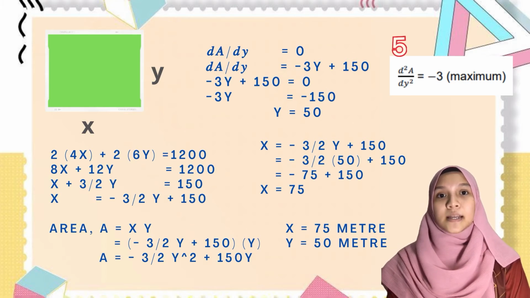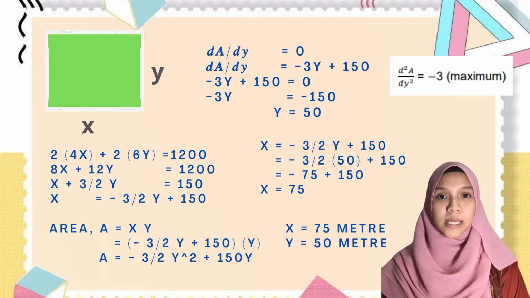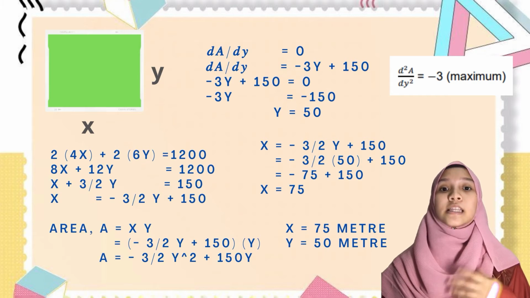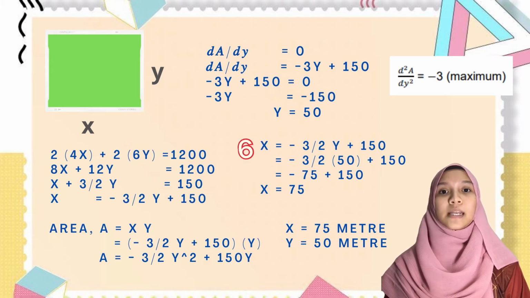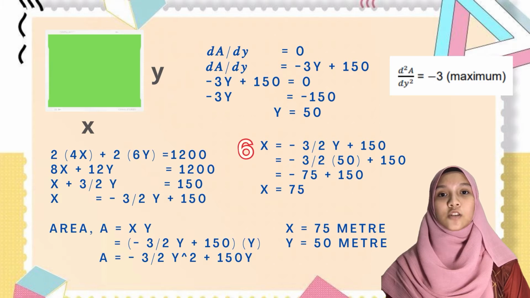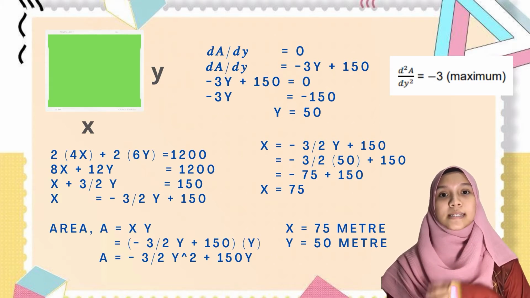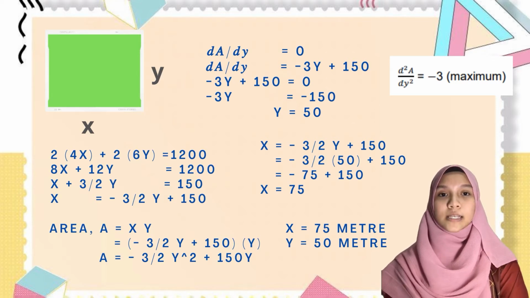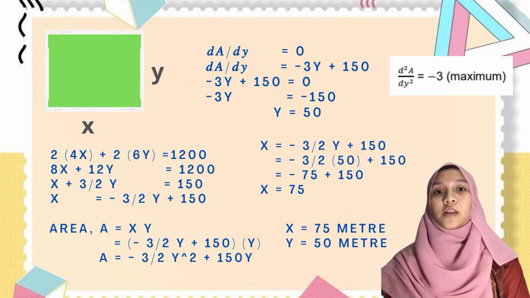The next step is, find the second derivative and substitute y from step 4 to determine the difference between maximum and minimum value. The second derivative is negative 3, which shows that the quantity is a maximum value. The last step is determine the value of x. Use the equation from step 2 and substitute the value of y into the equation. x is equal to 75. The dimension of the rectangular plot of greatest area for this problem is 75 meter times 50 meter.